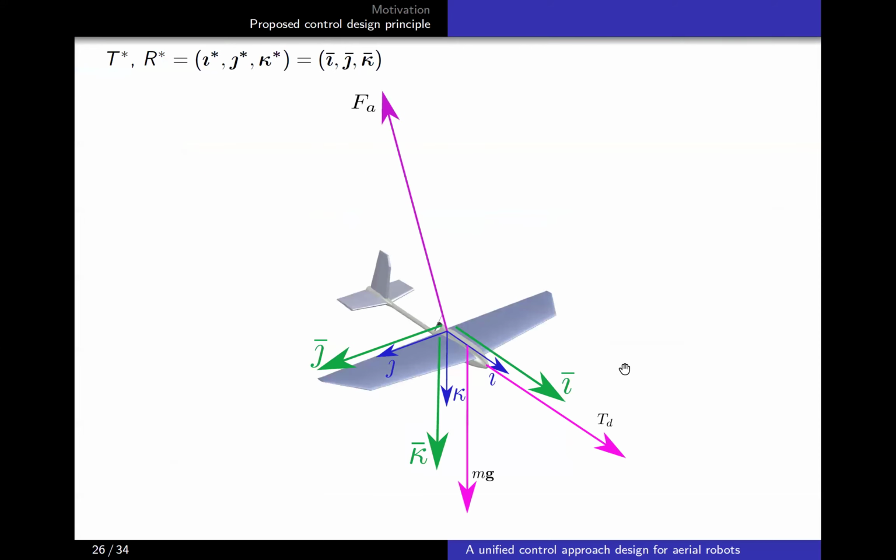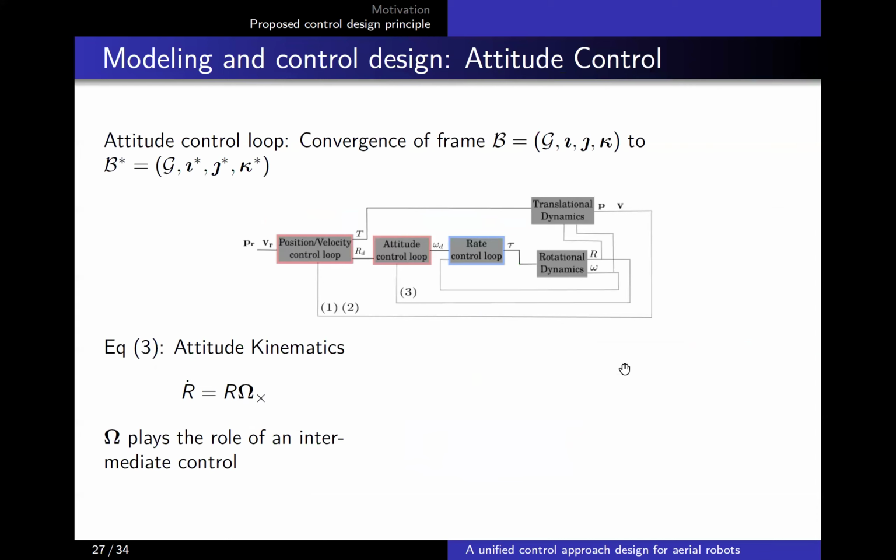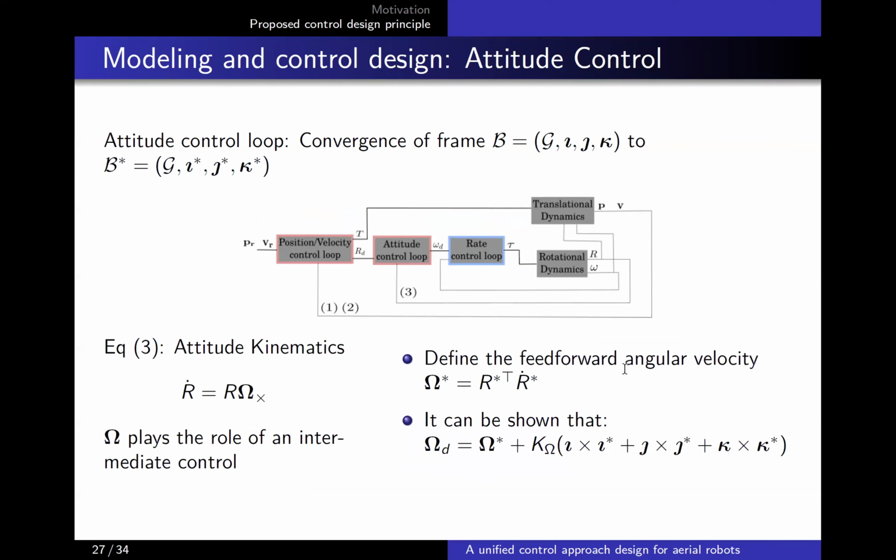And now, okay, all the things are done. I have the T star, I have the orientation. What do I have to do? I have to control the orientation. How to control the orientation now? I have the desired orientation. I compute the omega star, which is the desired angular velocity of the desired orientation. And then I can define an omega d.